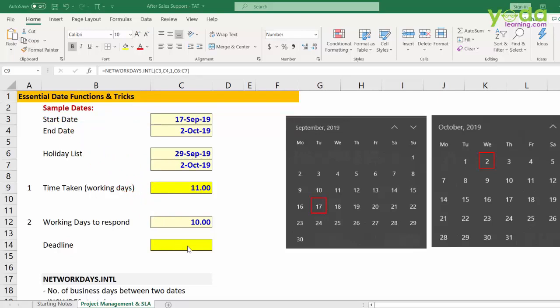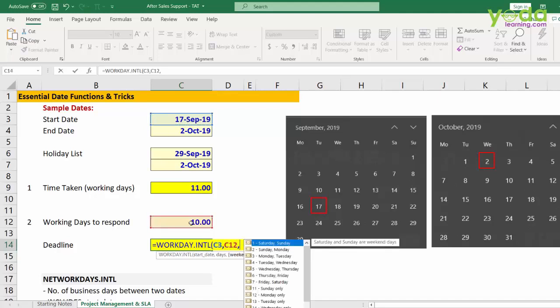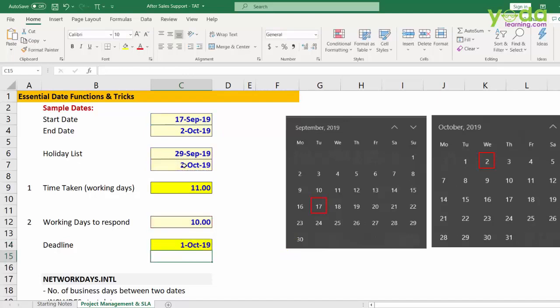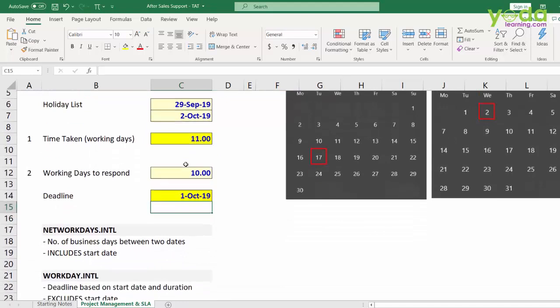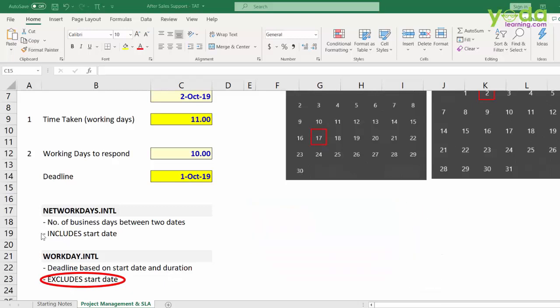To calculate that, let me go to the next dark yellow cell and write in the function called workday.intl. Now, it says start date, then it says 10 working days, then we define the weekend as Saturday, Sunday, hence digit 1, followed by choosing this holiday list. Let me close the bracket and let's look at the answer. Enter. Now do keep in mind that workday.intl excludes the starting date from its computation, while networkdays.intl includes the starting date.